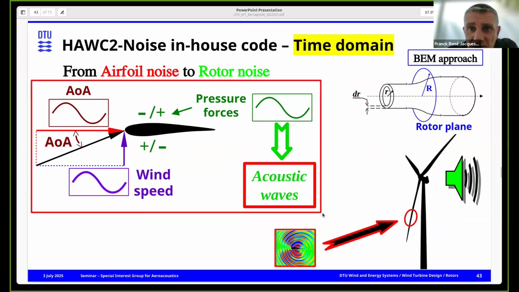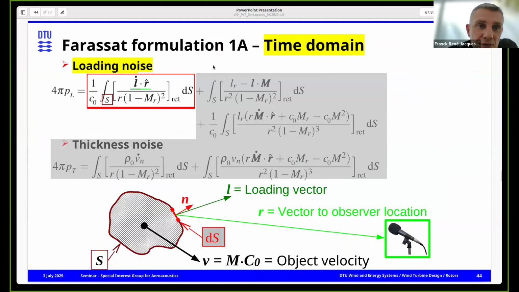Now we have another version of the code. It's exactly the same code for the aerodynamics, but at the airfoil level, we compute in the time domain. And this time we take into account the actual mechanism of the angle of attack variation that you can get from this BEM approach. And we calculate from this the lift variation and the acoustic wave. And to do that, we use the Ffowcs Williams-Hawkings equation, but the solution is called Farassat formulation 1A. And we only keep actually the lift part.